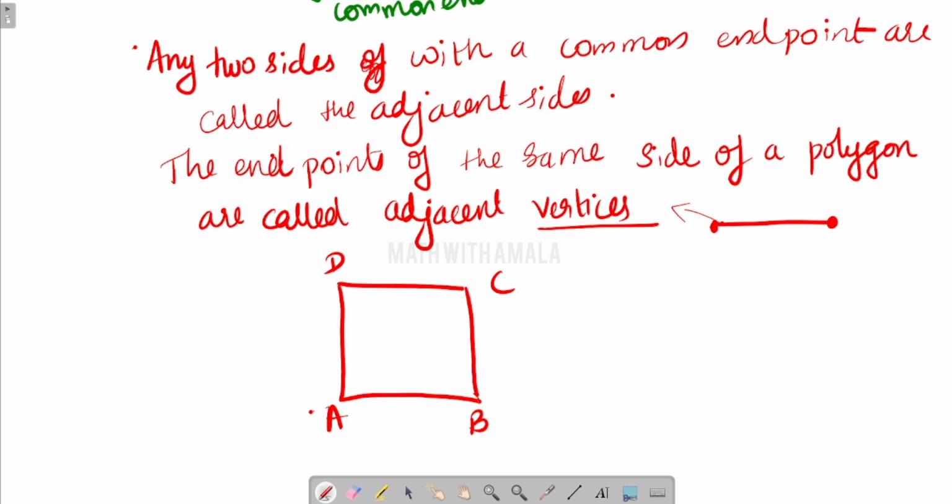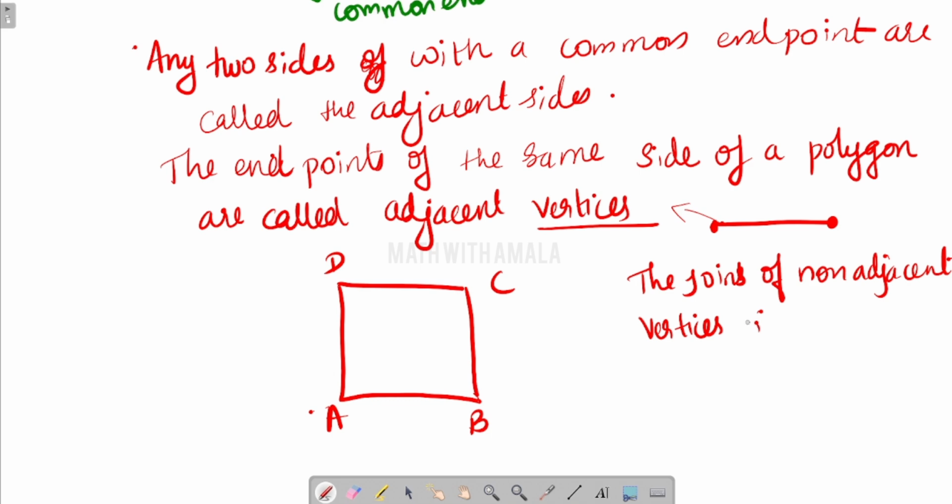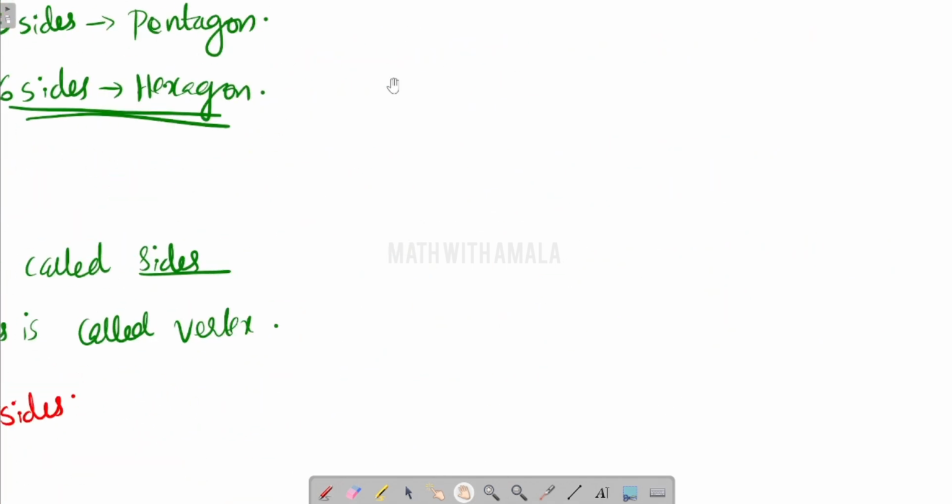Now let us consider a square whose vertices are A, B, C and D. So you can call the square like the quadrilateral or the square ABCD. We can find one more kind of side, a particular side, and that name is diagonals. Diagonals are the joints of non-adjacent vertices. If we take the adjacent vertices, you can see A and B are adjacent, B and C are adjacent, but the non-adjacents are A and C, B and D. So we are joining them and you will get the diagonals.